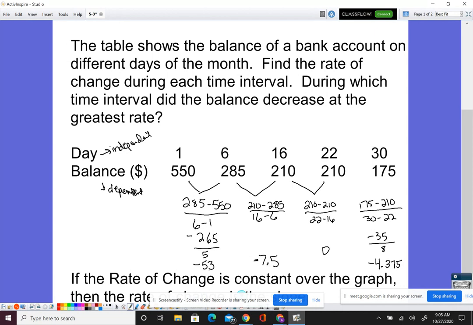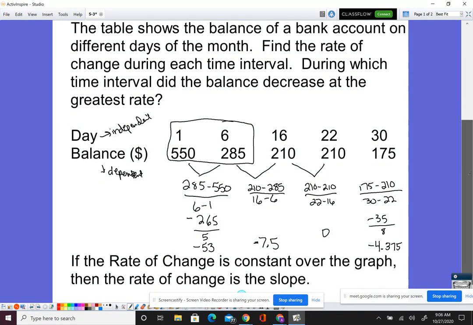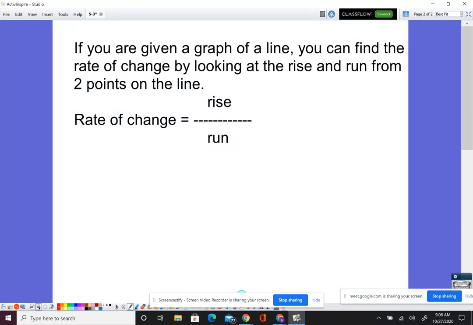And the question is, during which time interval did the balance decrease at the greatest rate? And that time interval is the first to the 6th day of the month. That is the time interval where we saw the biggest decrease. So if we were to have a rate of change that was consistent over the whole graph, then that rate of change is the same thing as the slope.